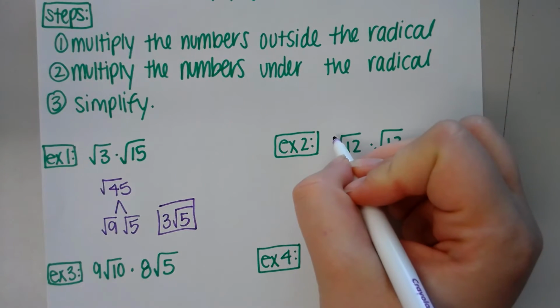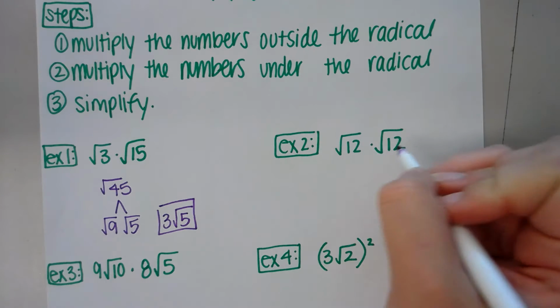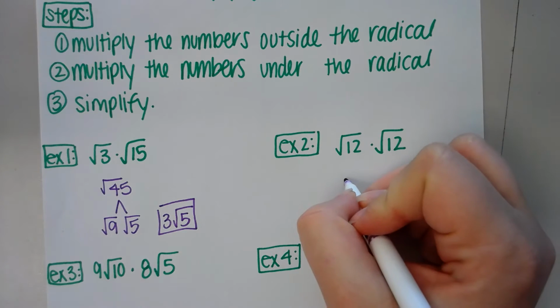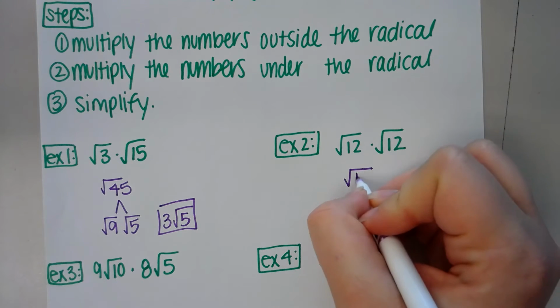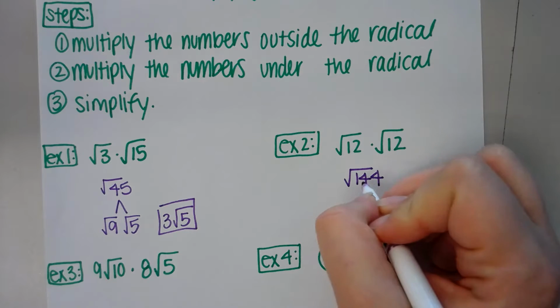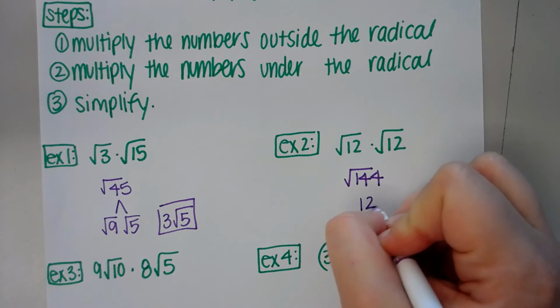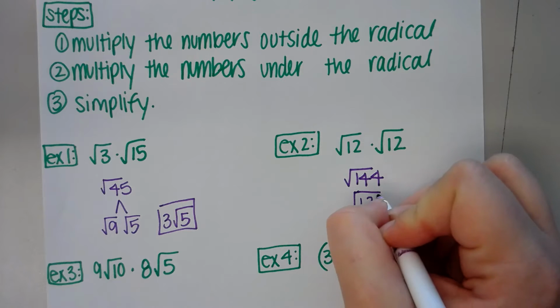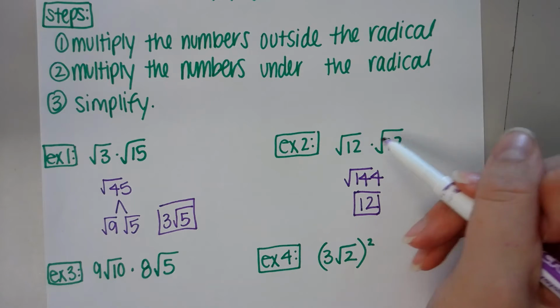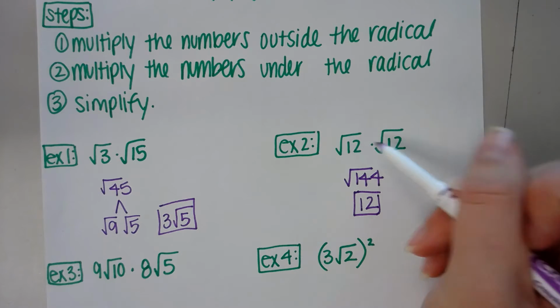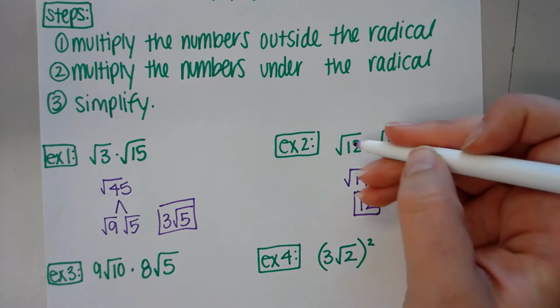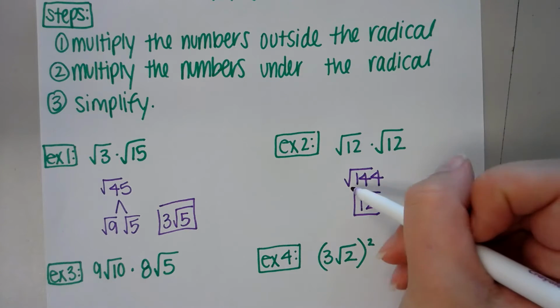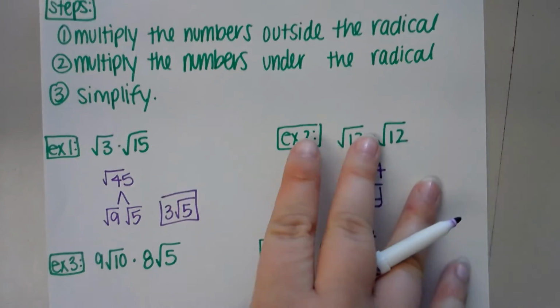My next one, I have an imaginary 1 here and 1, so 1 times 1 is 1, so I don't have to write anything on the outside. And then the square root of 12 times 12 is 144. Square root of 144 is a perfect square, which is 12. So that shows you if you ever have two square roots with the same number underneath, when you multiply them together, it just basically gets rid of that square root and you're left with that number there.